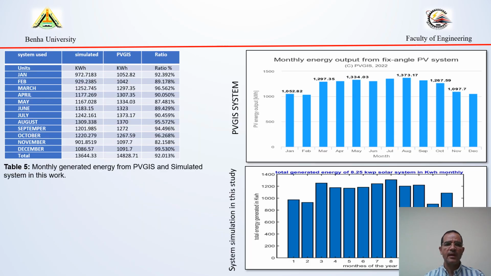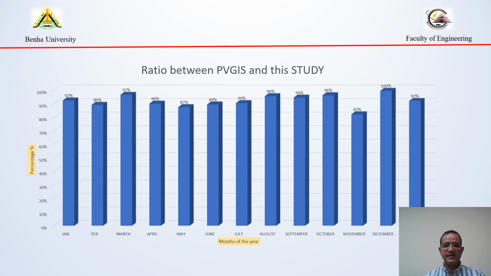The table shows the simulated and PVGIS system solar generation per year monthly. This is the ratio between PVGIS simulation data generated and the study generated energy.